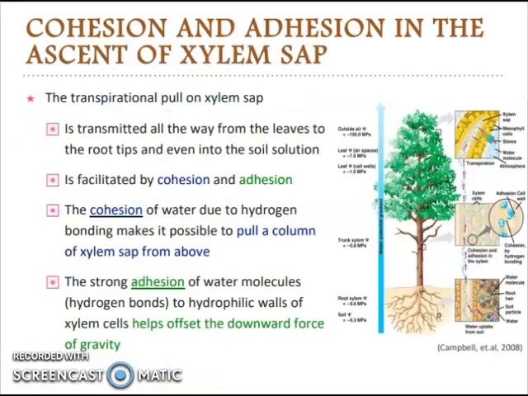The title for this slide is Cohesion and Adhesion in the Ascent of Xylem Sap. The transpirational pull on xylem sap is transmitted all the way from the leaf to the root tip and even into the soil solution. Transpirational pull is facilitated by cohesion of the water molecules to each other, so the water column rises unbroken, and by adhesion of the water molecules to the xylem vascular tissue.